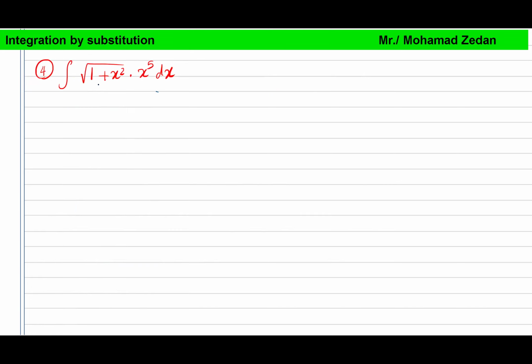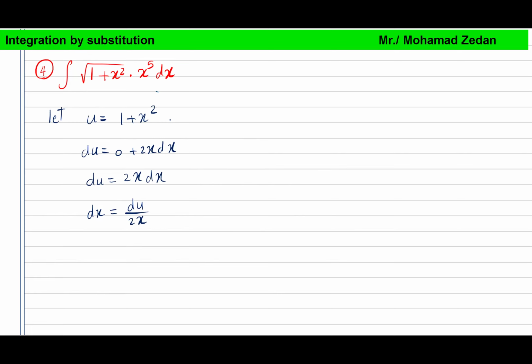Question number 4. The integral of square root of 1 plus x squared times x power 5 dx. Let u equals 1 plus x squared. So du is equal to 0 plus 2x dx. So du now is equal to 2x dx. So the dx as a subject is du over 2x. I have now x power 5.